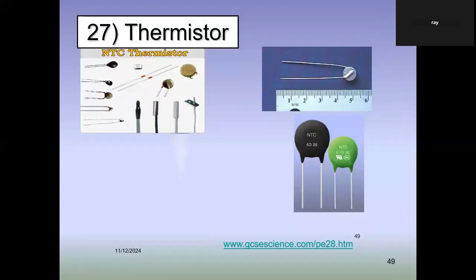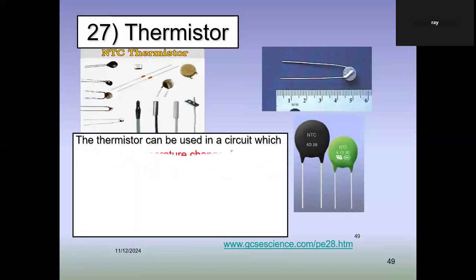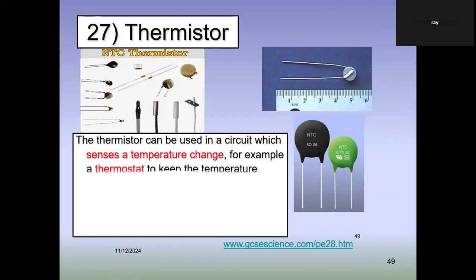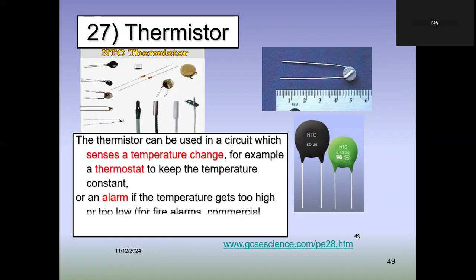Thermistor, that's how the different thermistors look like. A thermistor can be used in a circuit which senses temperature change. For example, a thermostat to keep the temperature constant, or an alarm if the temperature gets too high or too low, just to trigger an alarm to tell you something is wrong.